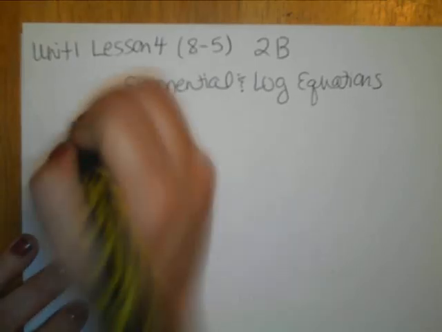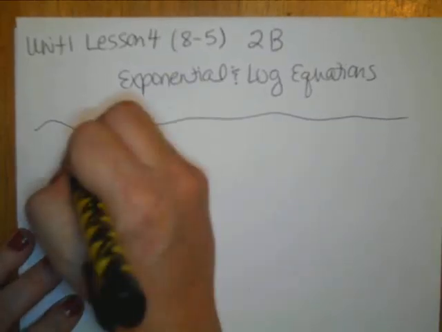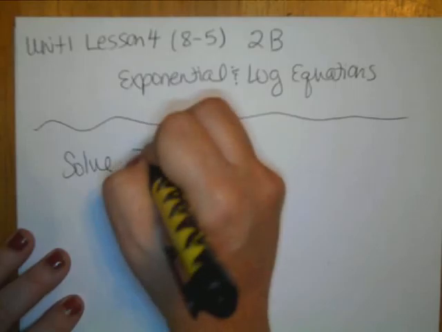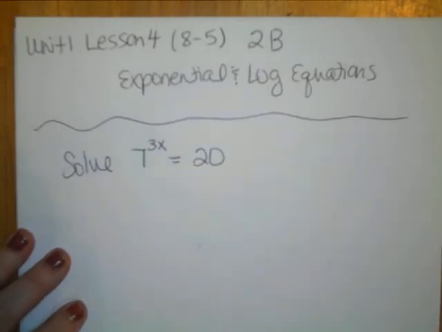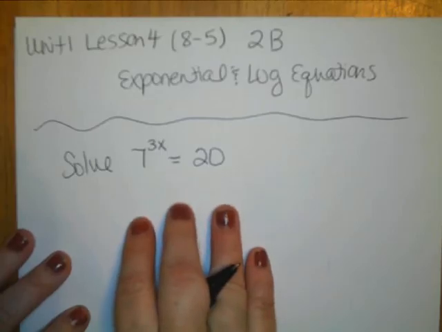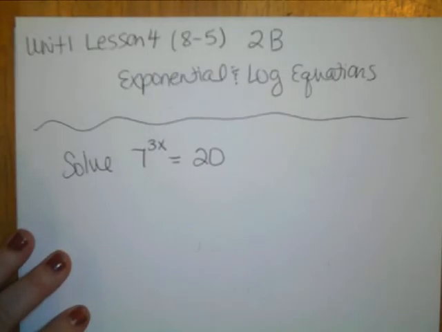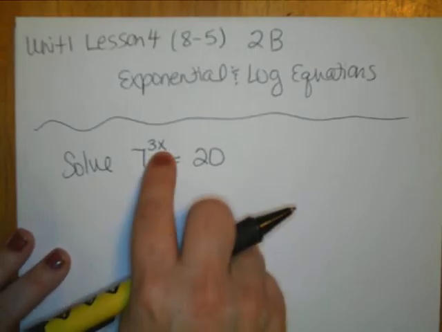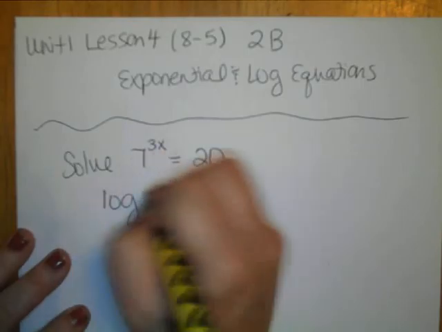So I'm just going to do examples because I think that's the easiest way to approach this. If I say solve 7 to the 3x equals 20, you've never really had a problem like this because we cannot do anything with this if it's in the exponential form. That's why we have logarithms, because we get to use logs. So if you see your x as an exponent, you're always going to take the log of both sides.